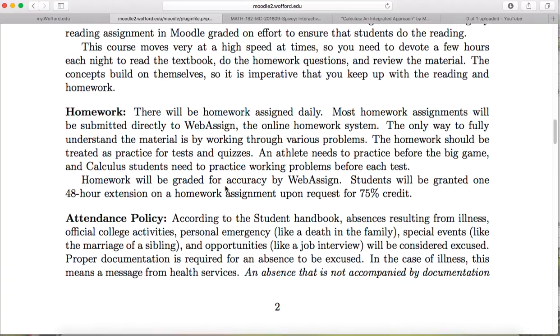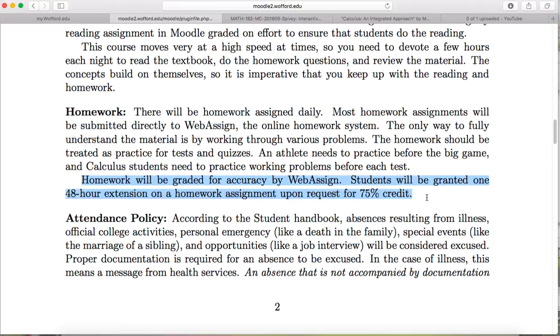And so we already talked about that. Most of the homework will be done via WebAssign. This is something important. I haven't talked about it yet, but I think it's very, very important. Students will be granted one 48-hour extension on a homework assignment upon request for 75% credit.